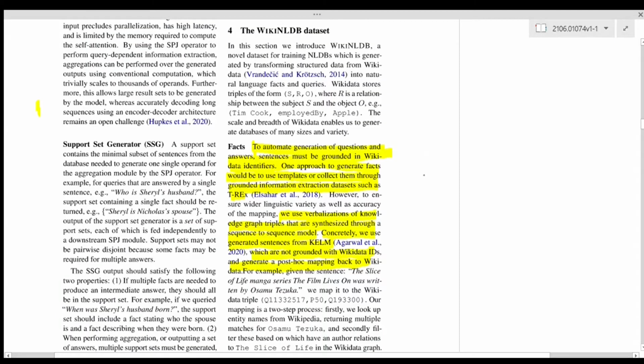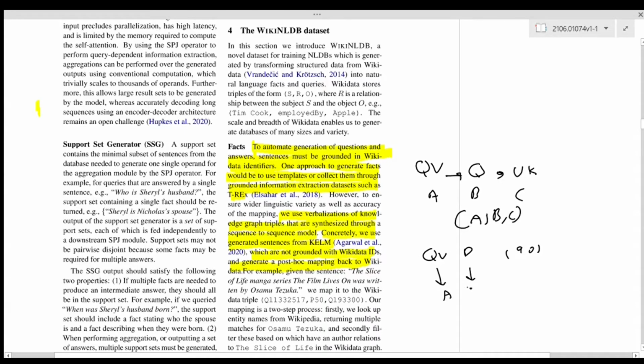Suppose we have a sentence in the database: Queen Victoria is the queen of the United Kingdom. If Queen Victoria is A, the queen is B, and United Kingdom is C, the relationship would be A into B into C. Now, if in the database there is another sentence like Queen Victoria died in 1901, again Queen Victoria should be mapped to A, died can be D, and 1901 can be a mapping of E.